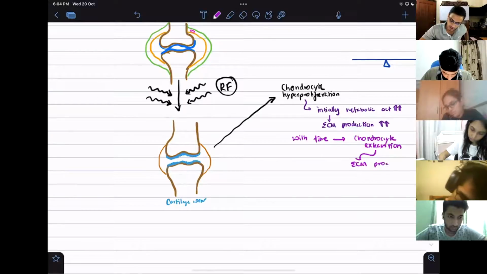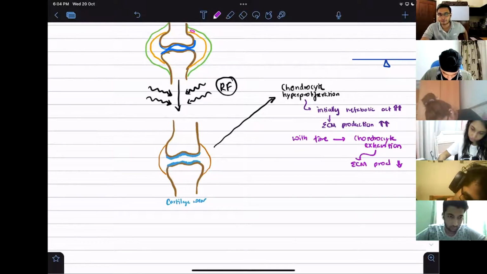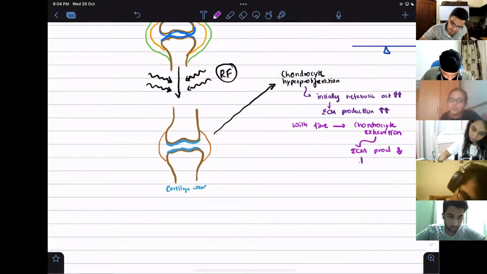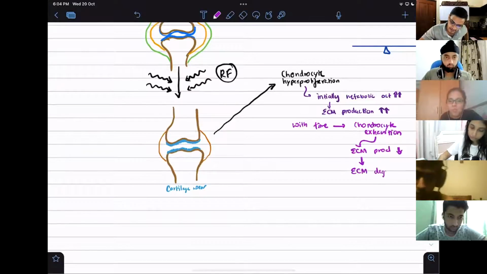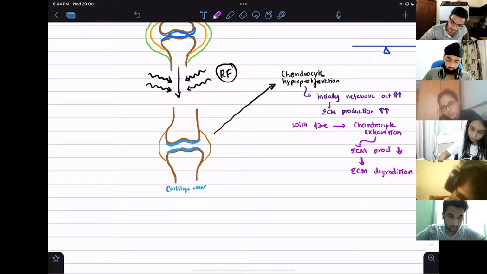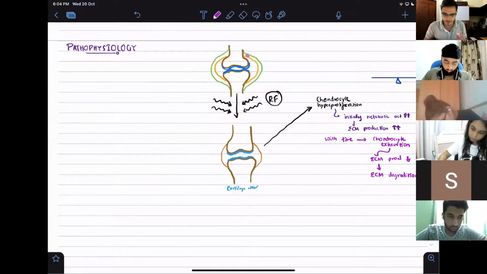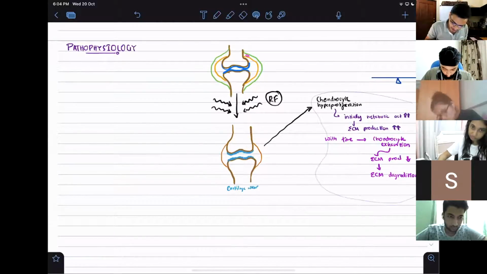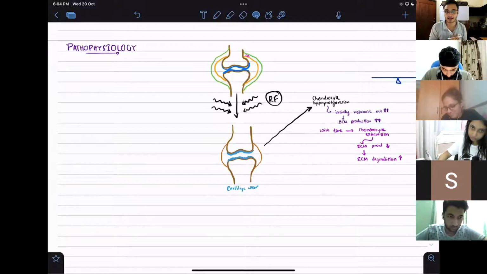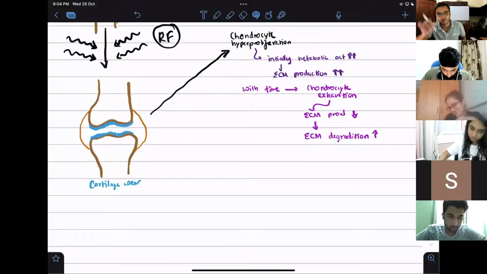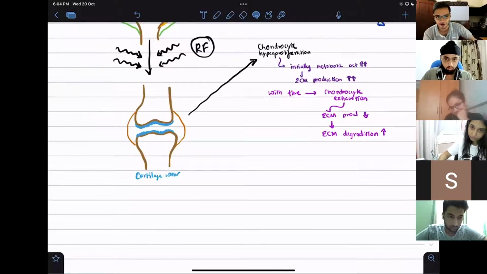ECM production goes down. Now, this is like a seesaw. If the production side goes down, which side goes up? The degradation side obviously increases. So ECM degradation starts to increase. We'll see how this happens. Before that, just try to keep a small space at the right corner of your page, because there are going to be some arrows coming there. Sorry, I forgot to mention it at the start. We have just about 2 lines coming up, so a little space is enough.